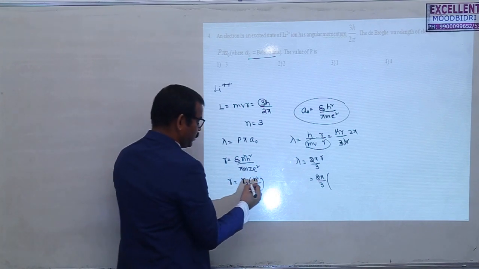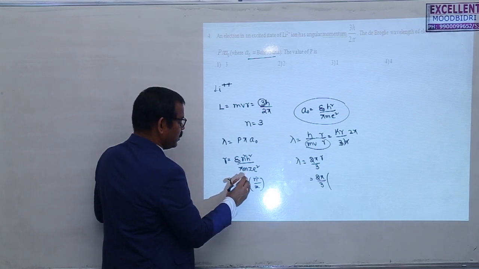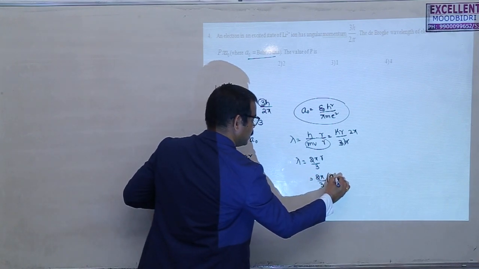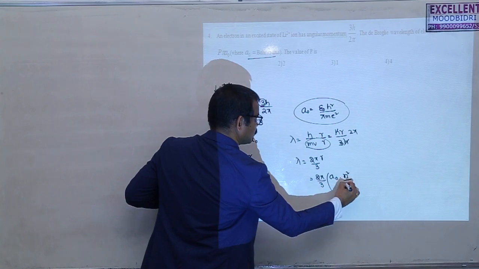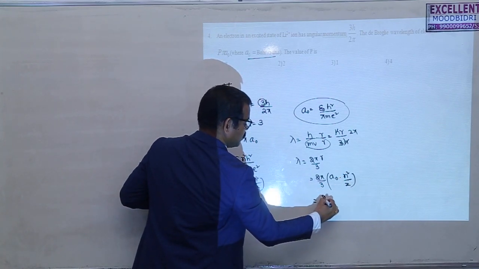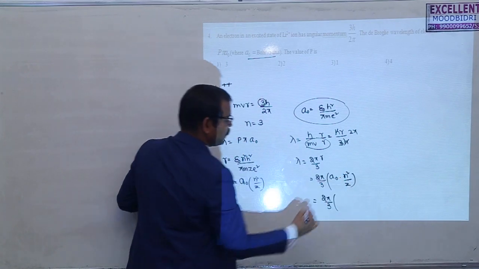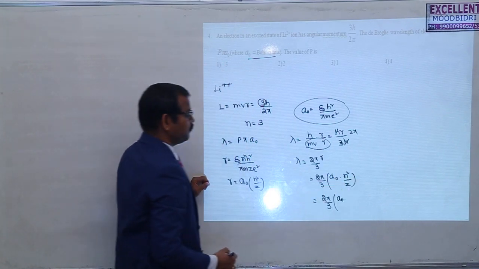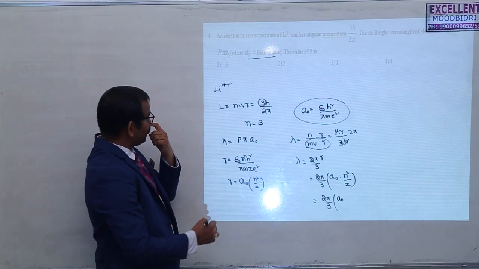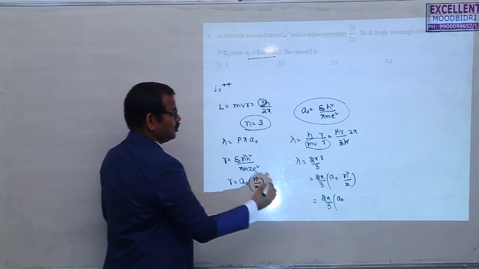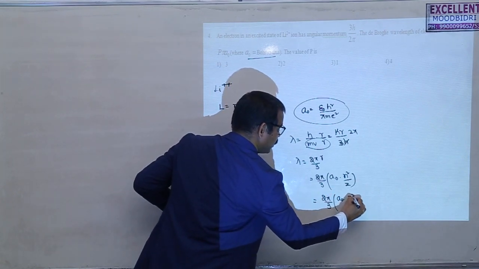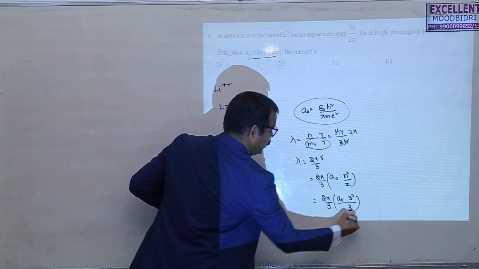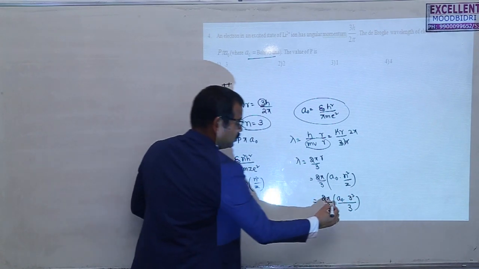So here also in place of r I am going to write r naught, or this is also called a naught in this problem. So this is a naught into n square by z. So this can be written as 2 pi by 3, this is a naught into n for this lithium. As we know that n is equal to 3 here, so I can write 3 square by lithium atomic number z is equal to 3.